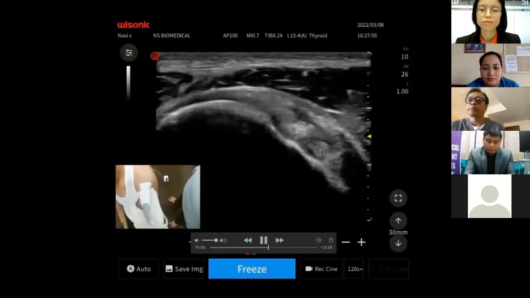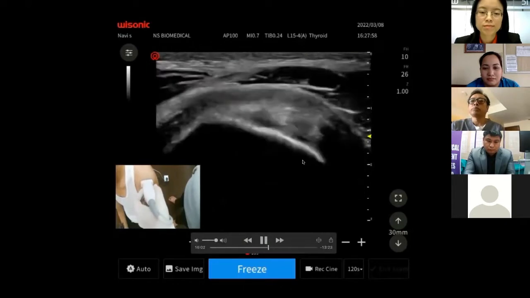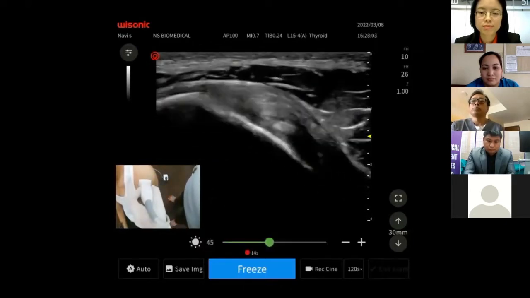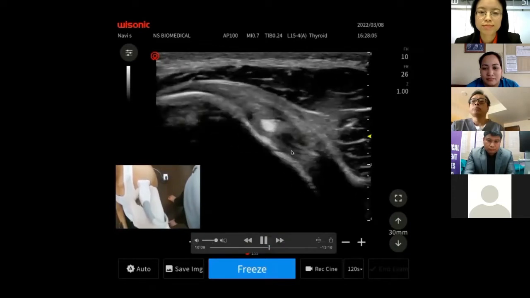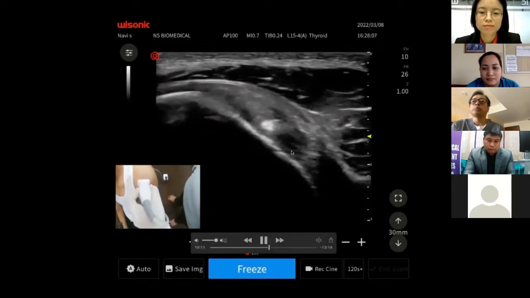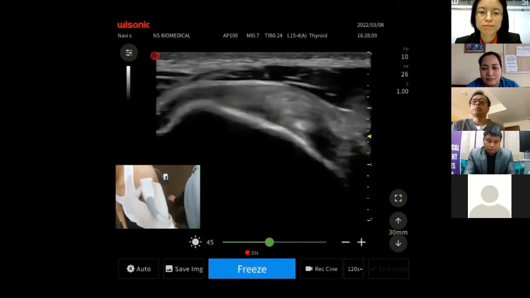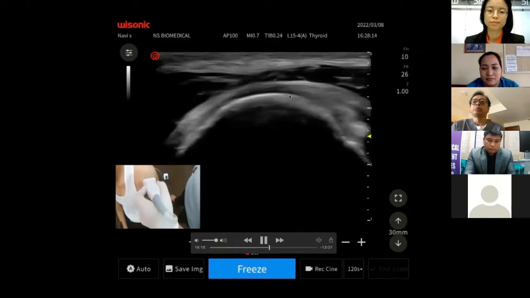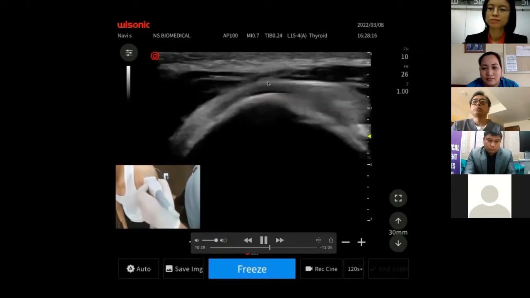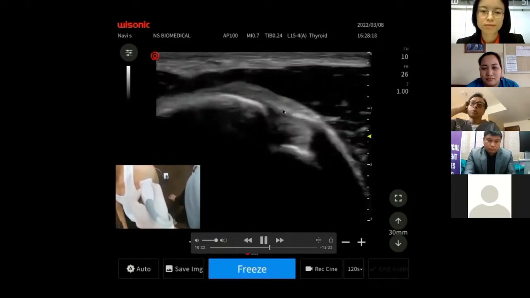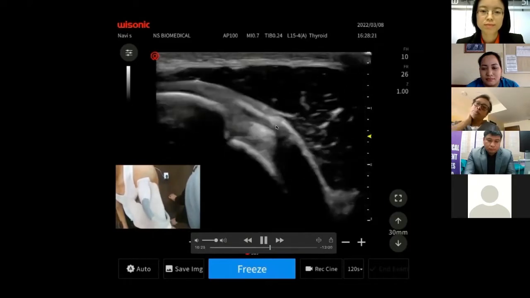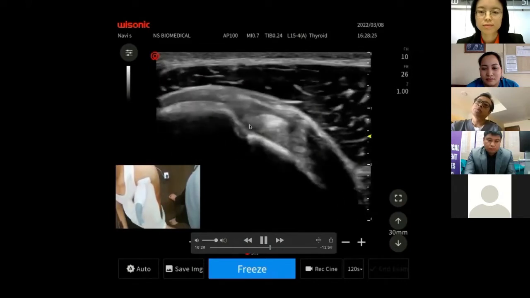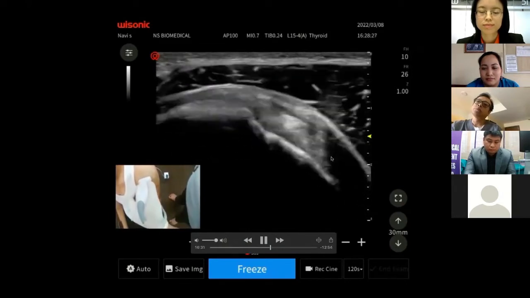So as we go more anteriorly from the posterior, we're looking at the supraspinatus fibers, and as we go anteriorly, now we'll be able to see the rotator cuff interval. Superiorly to the rotator cuff interval is the supraspinatus tendon. When I go even more posteriorly, that's the infraspinatus tendon. And as we go anteriorly, that's the rotator cuff interval, the biceps tendon.